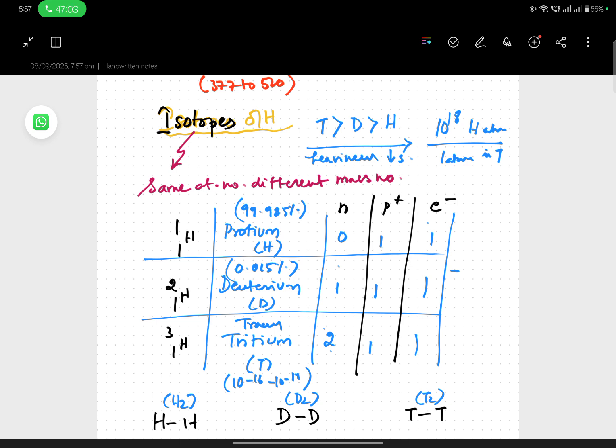What is present in nature? Deuterium. Then tritium is rarely seen. Traces. Very little. Then protium has 0 neutrons, 1 proton and 1 electron. Deuterium has 1 neutron, 1 proton and 1 electron. Tritium has 2 neutrons, 1 proton and 1 electron. Very good.